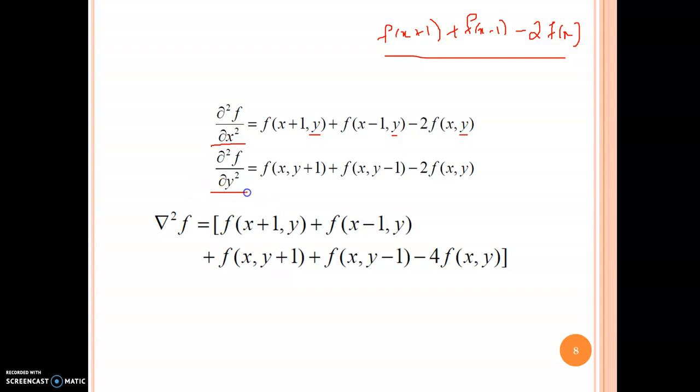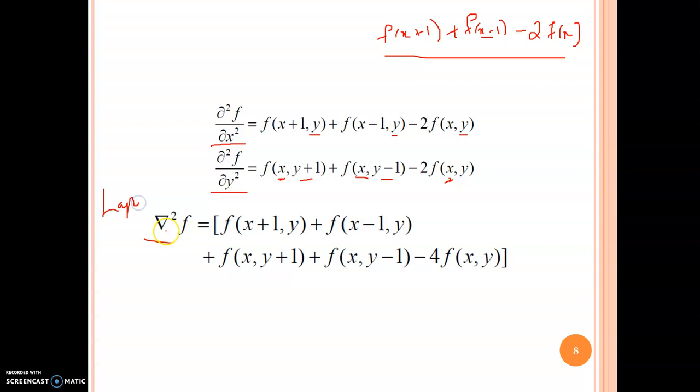Then when you take the second derivative with respect to y square, you keep x as constant and apply this expression. So here, instead of x plus 1, I will have y plus 1, and instead of x minus 1, I will have y minus 1, minus 2 times f(x,y). These are the expressions, and we can now find out what the Laplacian is.